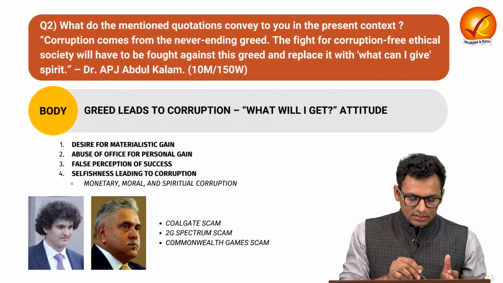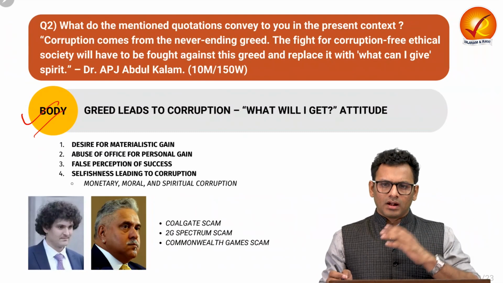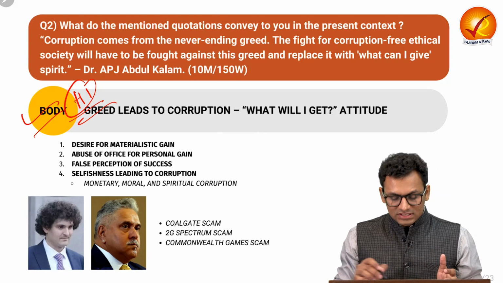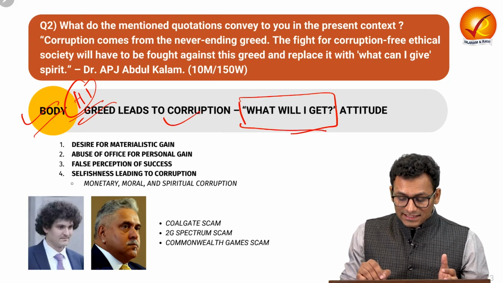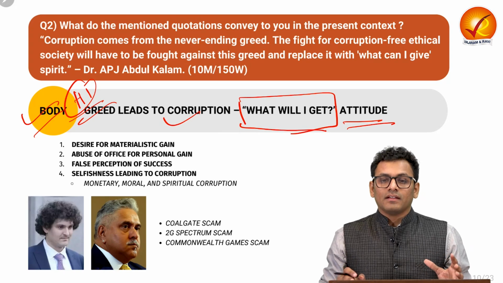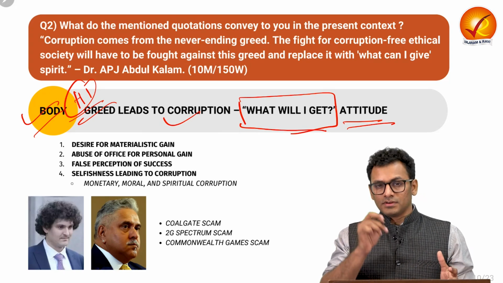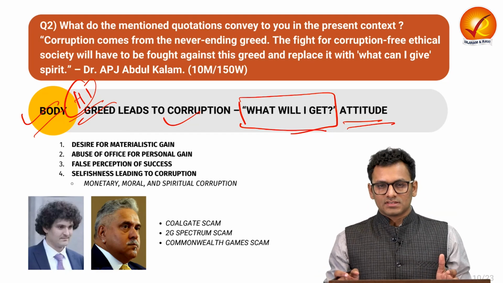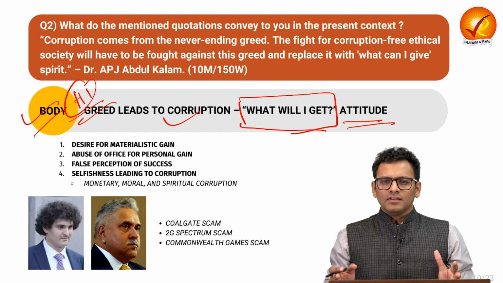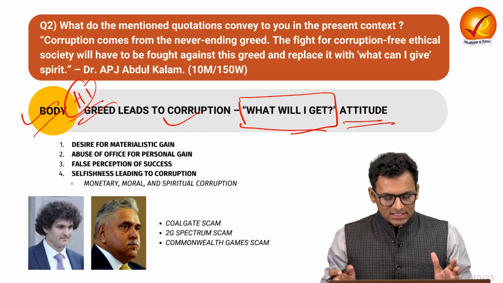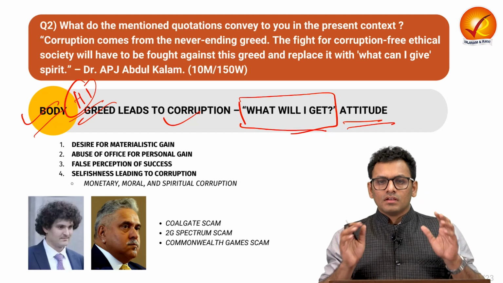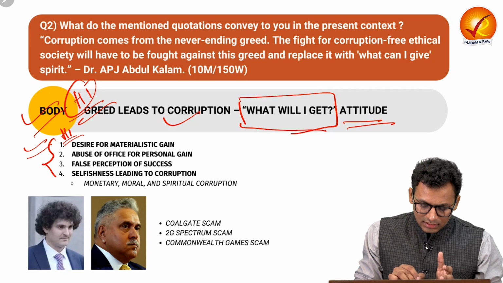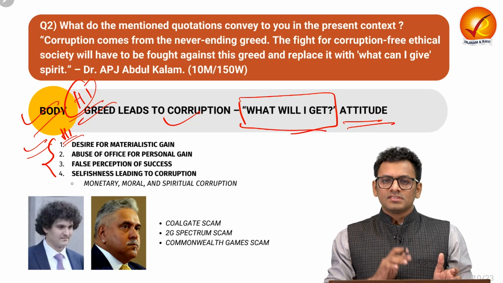Now let us see in the body part, how can we inculcate the demand of this question. Firstly, in the heading 1, you can talk about that greed leads to corruption, which is the what will I get attitude. Now this kind of innovative heading can definitely attract the person who is evaluating your answer and give them a certain degree of structure for your answer. So do try to be innovative, but be minimal in your words, as in you do not have more than 2 lines for introduction. Then in the heading 1, you can give certain kind of arguments through example.